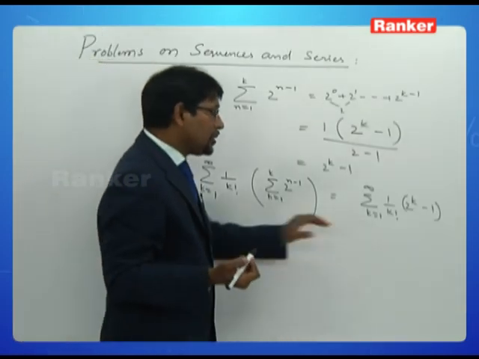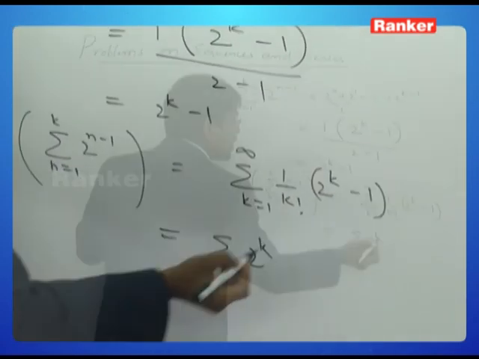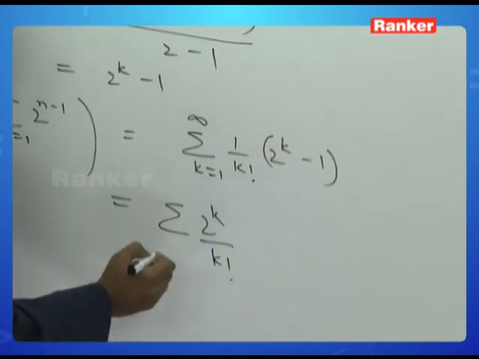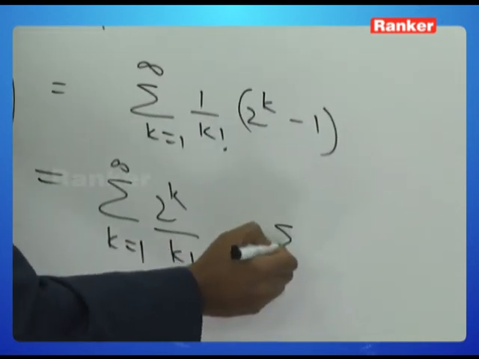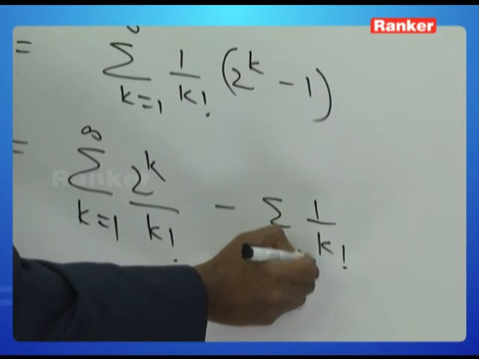Now observe that this is of the form sigma 2 power k. I will split this summation into two summations: sigma 2 power k by k factorial, k ranging from 1 to infinity, minus sigma 1 by k factorial, k ranging from 1 to infinity.